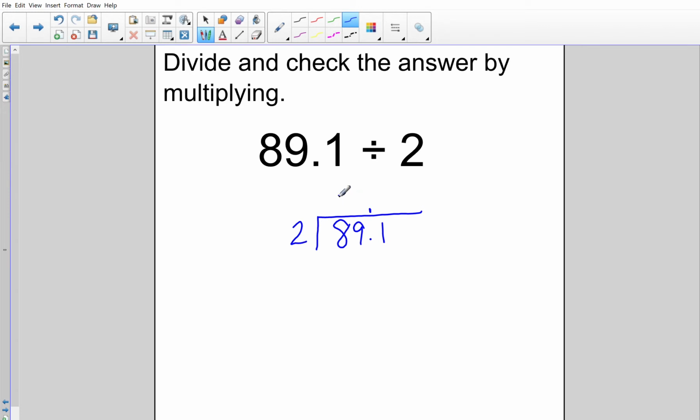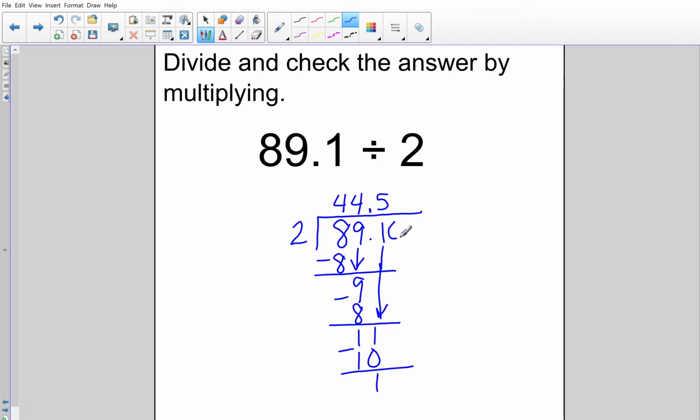2 times 4 will give me 8. So I subtract that out. I have nothing left, and I can bring down my 9. 2 goes into 9 again 4 times. I have 1 left over, and I can bring down this 1. So I kind of ignored that there's a decimal there now, and I can think about 2 into 11 is 5 times. And notice that that's after the decimal now. So that's 10. I subtract again, I get 1.